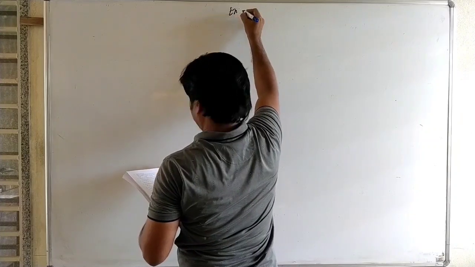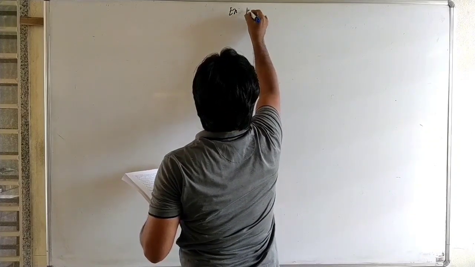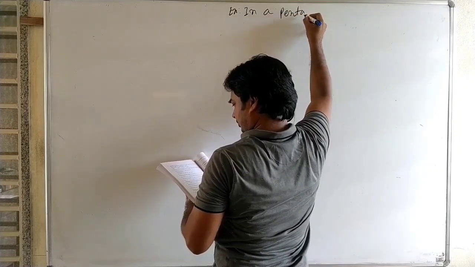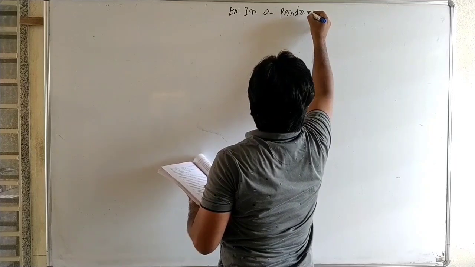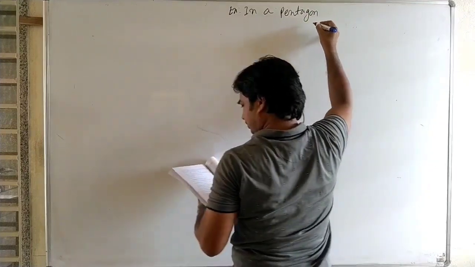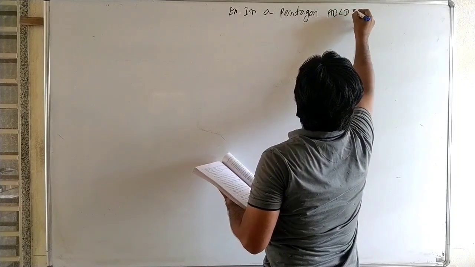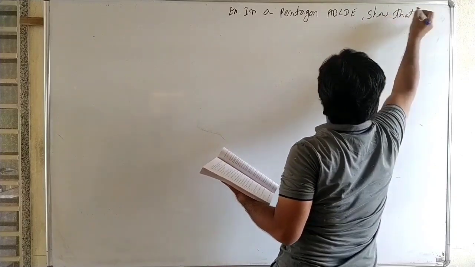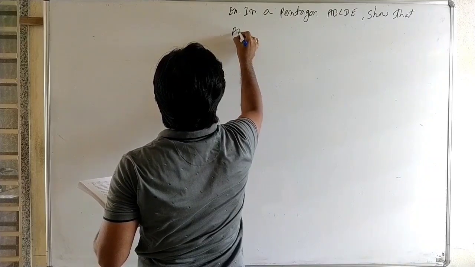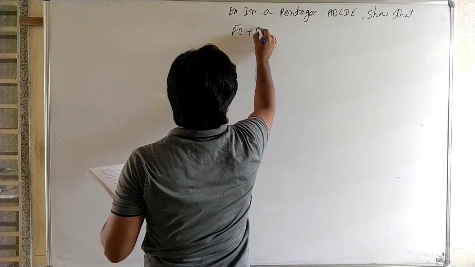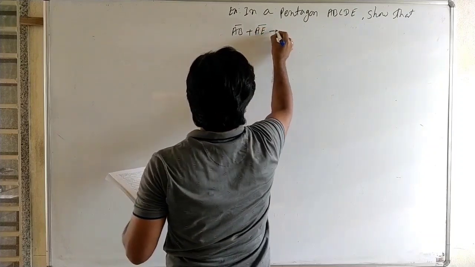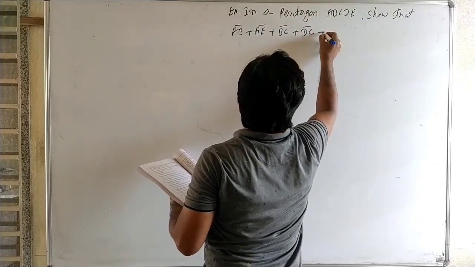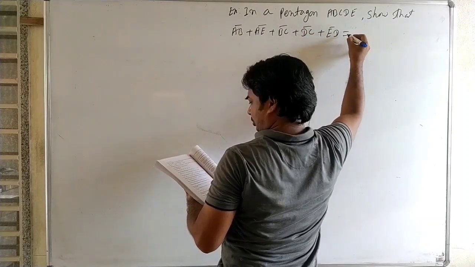Next example. In a pentagon ABCDE, show that AB plus AE plus BC plus DC plus ED is equal to 2AC.